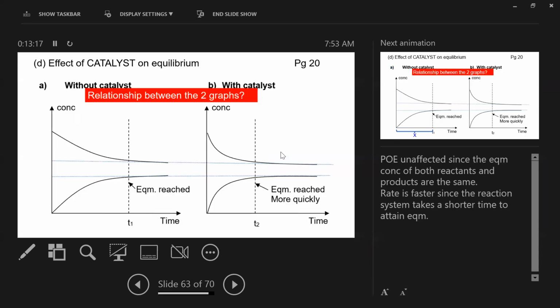All right, so let's look at the effect of catalyst on the equilibrium. Way before you started this LCP series, we talked about the effect of catalyst, without and with catalyst. So can someone tell me what's the relationship between these two? Anshan, what do you think? Do you see any relationship or any effect?